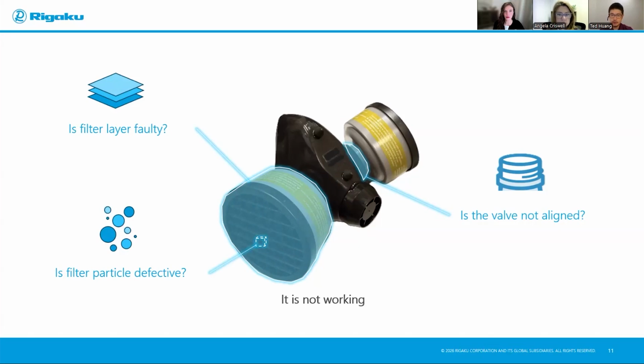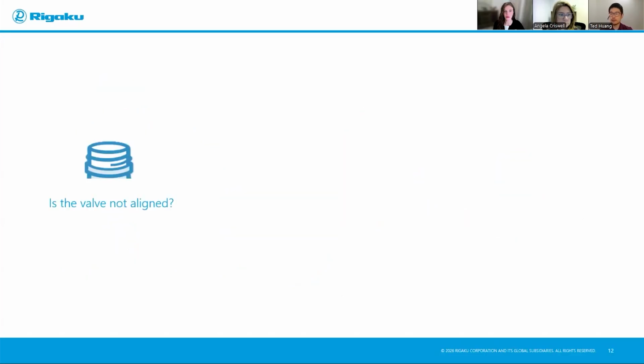But before that, notice all these things you're already dealing with are at different scales in terms of size. Like the valve, you're looking at probably a millimeter-scale defect. For the filter layers, maybe hundreds of microns. For the filter particles, it can be even smaller, maybe even sub-10 micron or so. So let's look at the valve. Let's say, okay, is the valve not aligned, or is it an alignment problem? Let's see what we can do and what the possibilities are.